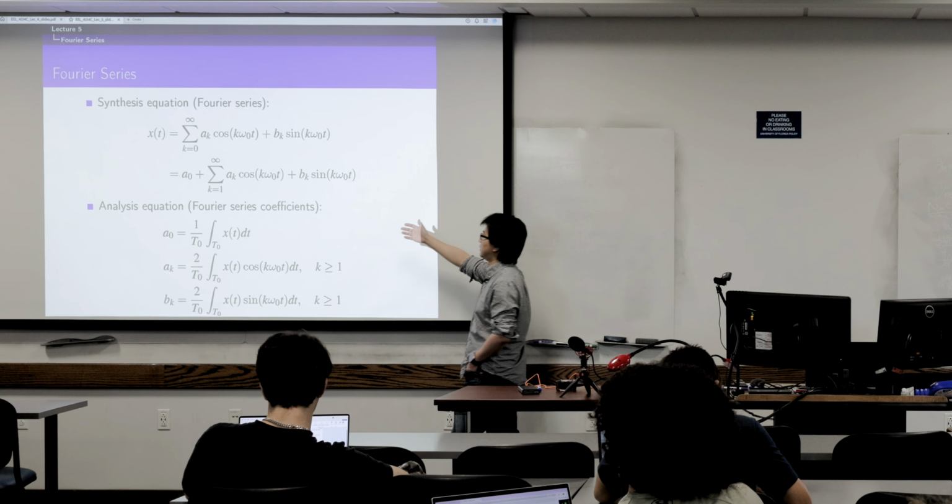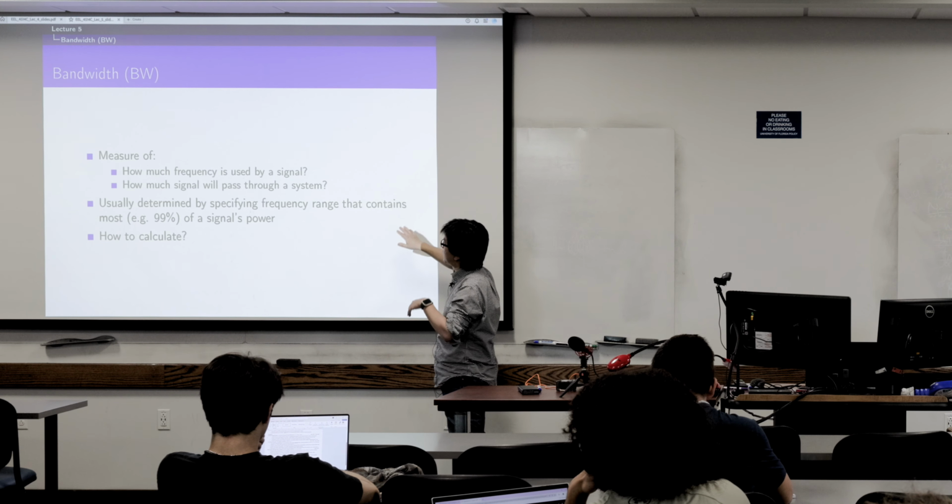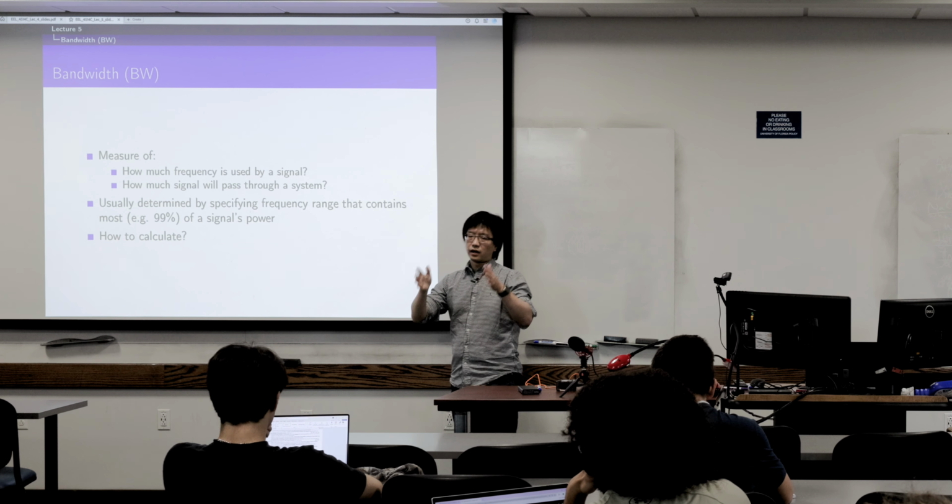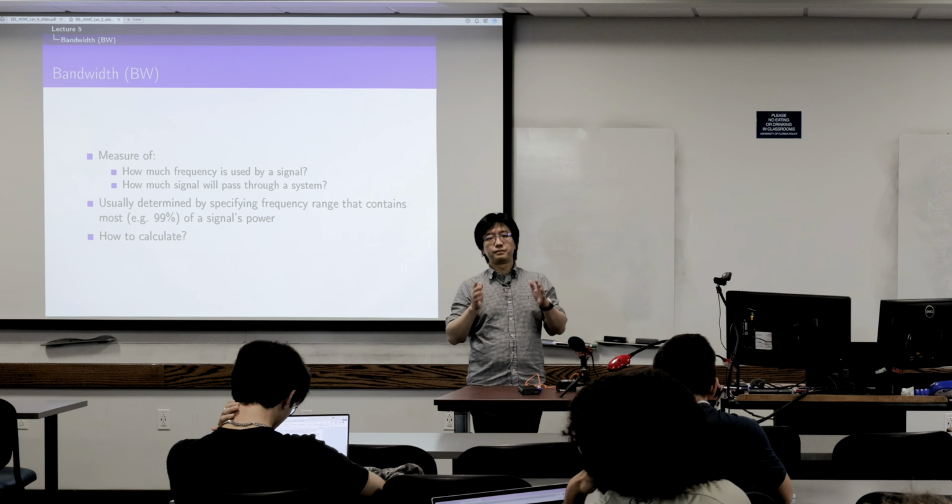Normally, the bandwidth will be determined by how much power of a signal can pass through a system. If most of the power can be passed, then we say this could be the bandwidth of the system. That's basically the idea. And the question is how can we calculate it. The bandwidth of a system basically means how much of the signal can pass through the system.